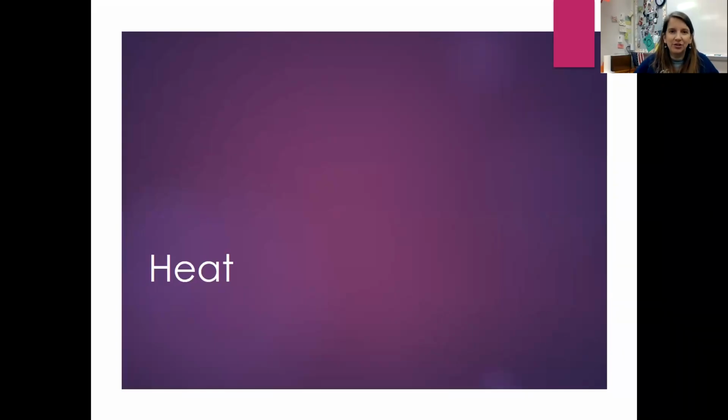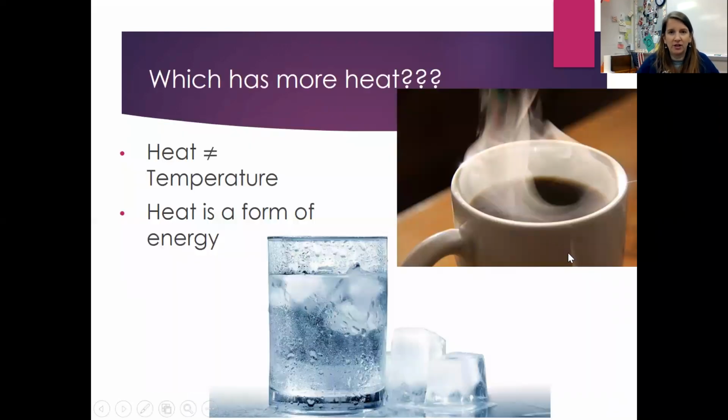Hey students, we're going to start our thermochemistry unit. For this first part of this unit, we're going to be talking about heat. So first off, I want to clear up some misconceptions. When you look at these two pictures, which one has more heat? The cup of hot coffee or the glass of really cold water?